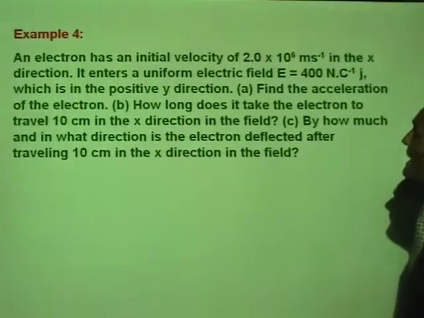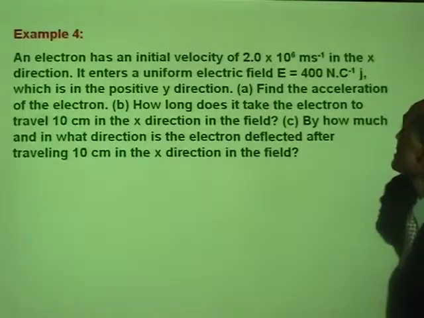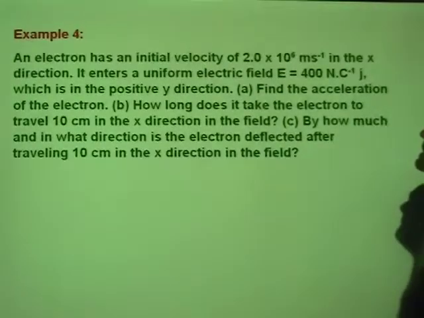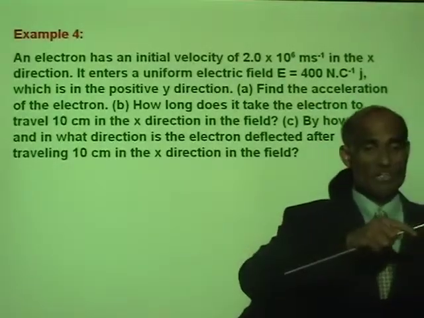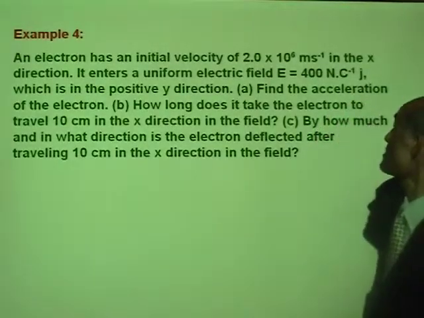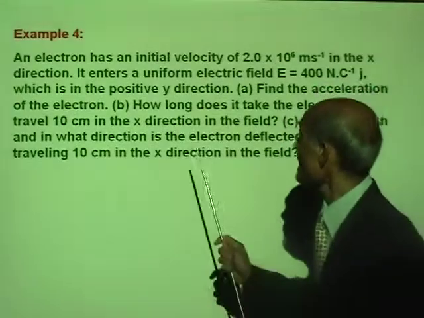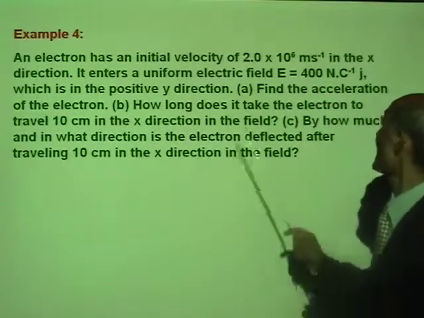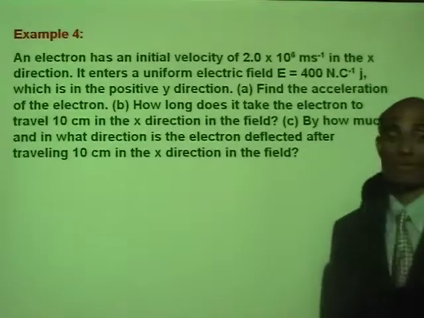Okay, let's do another problem. An electron has an initial velocity of 2 times 10 to the 6th meter per second in the x direction. So here's an electron moving in the x direction with a velocity of 2 times 10 to the 6th meter per second. Now, it enters a uniform electric field E equal to 400 Newton per Coulomb.